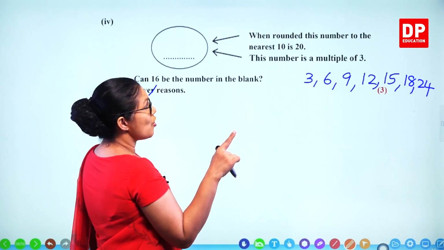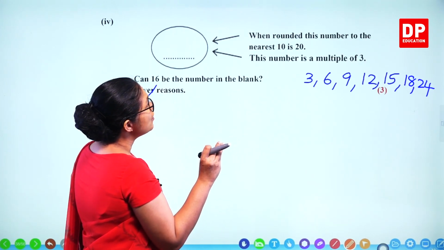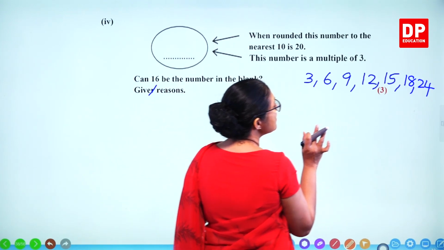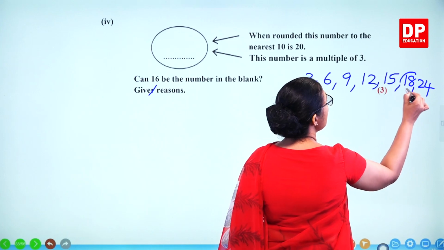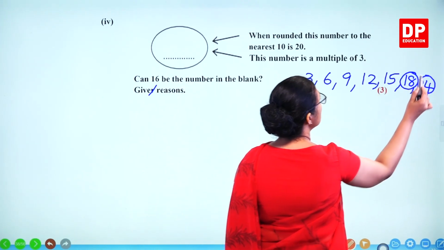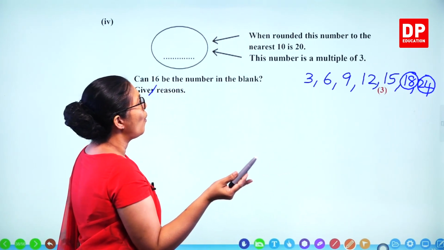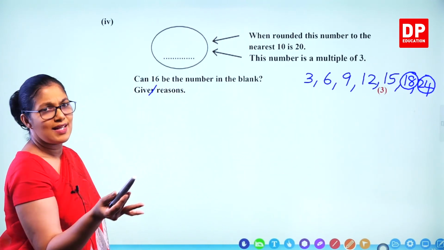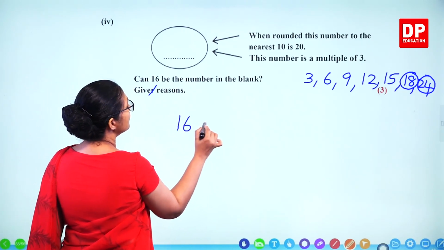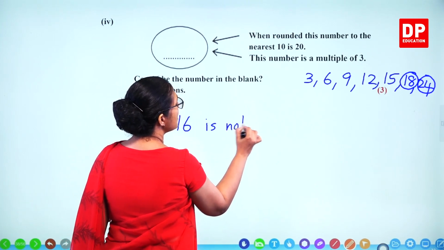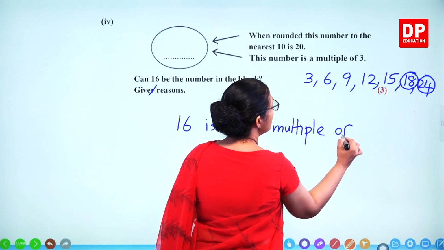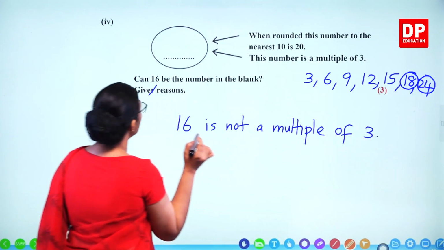Now, multiples of 3. When you round it to the nearest 10, that is 20. So, this can be either 18 or 24 is also possible. So, either 18 or 24, not 16. 16 is not a multiple of 3. So, what do you write?